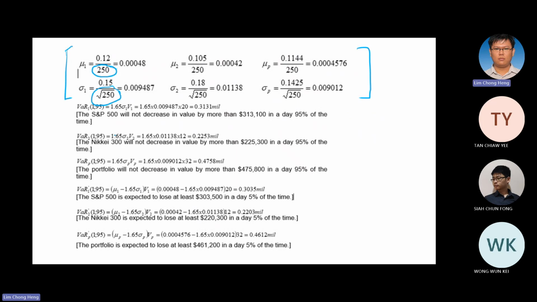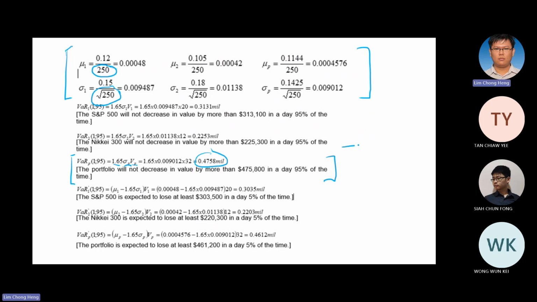Okay, and then the next is easy. Example portfolio, you're using 1.65 multiplied with just now the daily volatility multiplied with the portfolio value, and then you get this figure. Okay, you get 0.4758 million. And then very important is you need to interpret your result.